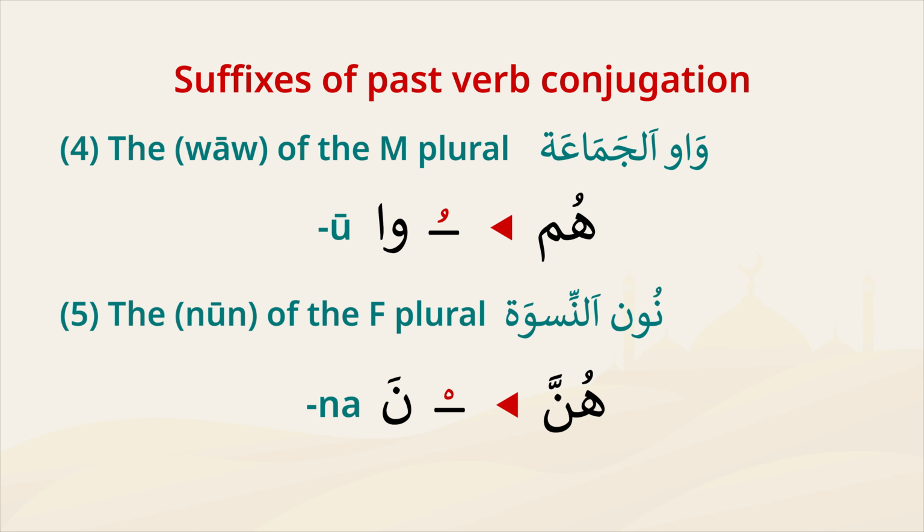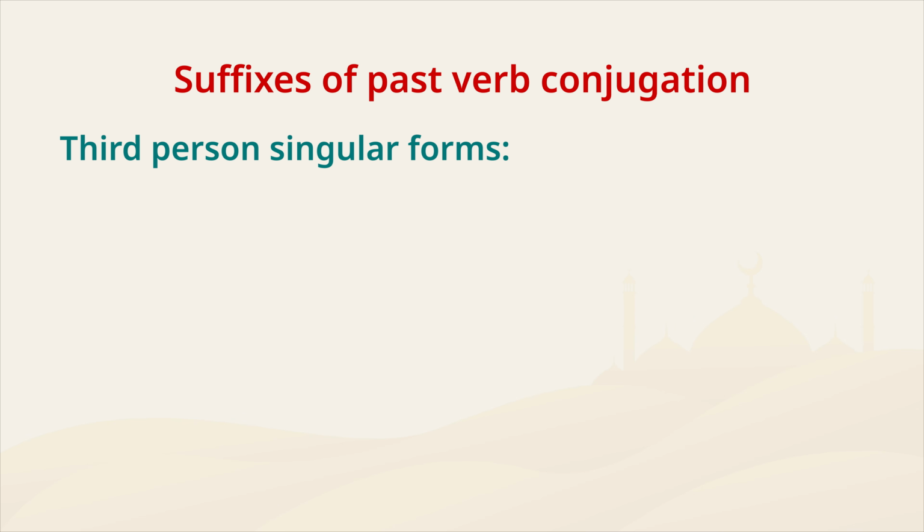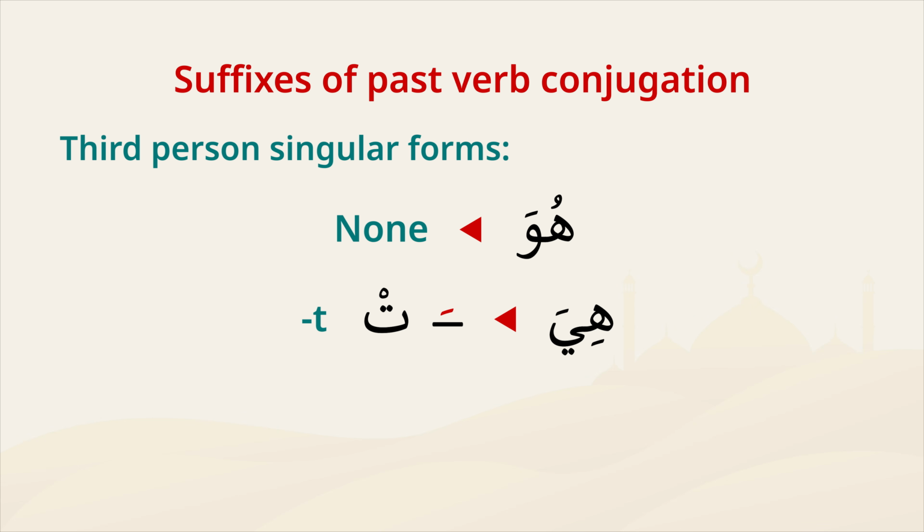Finally, consider the third person singular forms. The masculine doesn't take any suffix, while the feminine takes a static ta. This is not a pronoun, but rather a marker for the feminine called ta ut-ta'nīth, the ta of feminine, similar to the dual feminine form, where this ta is followed by the pronoun alif.